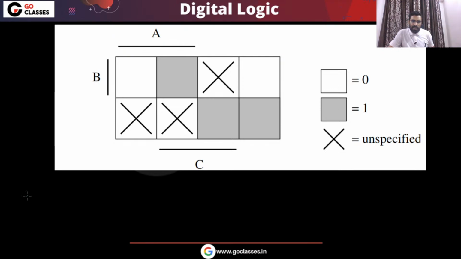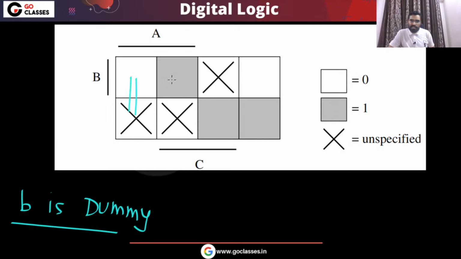So remember what I am saying. B is a dummy if these must be same, these must be same, these must be same, these must be same. Then this should happen, but this is not happening. Here you can use the don't care as per your choice. Whatever you want, you can do with the don't care.